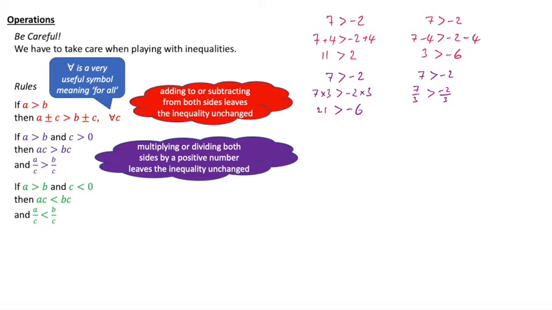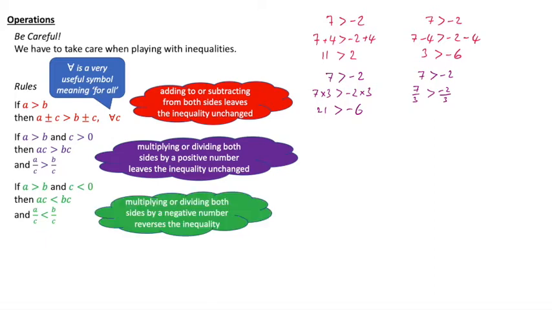Now, if on the other hand we have a greater than b and c is less than 0, or negative, then ac will be less than bc, and a over c will be less than b over c. So that means that if we times or divide by a negative number, we flip the inequality round. So multiplying or dividing both sides by a negative number reverses the inequality.